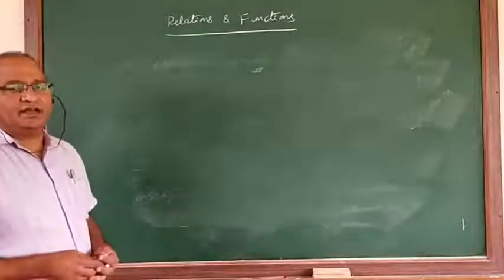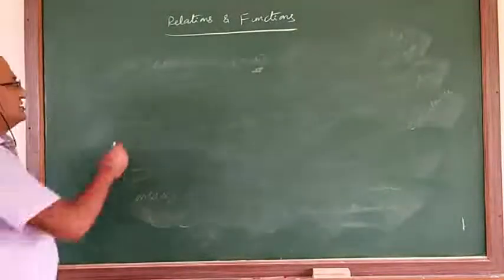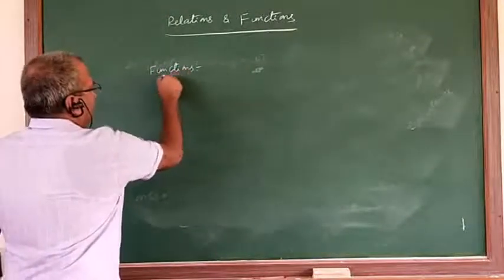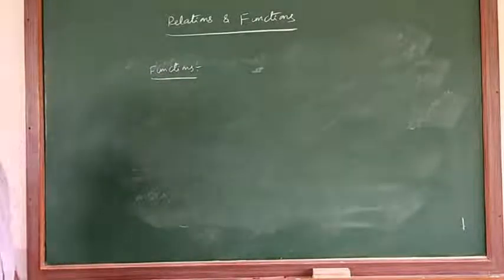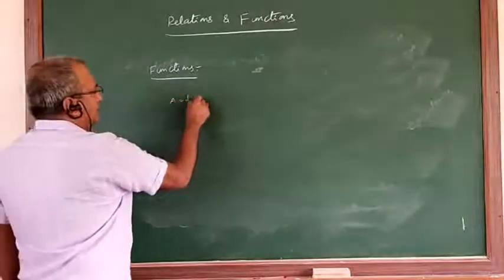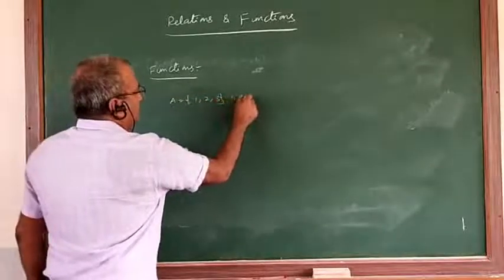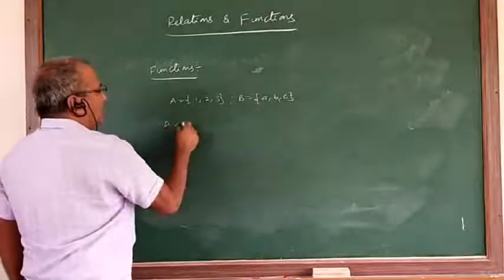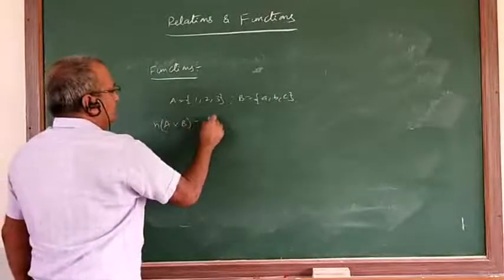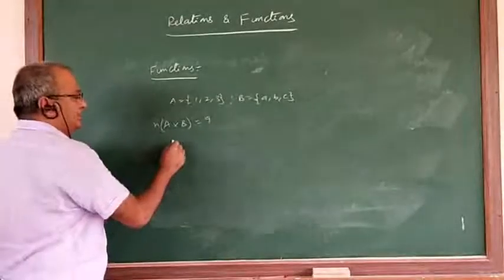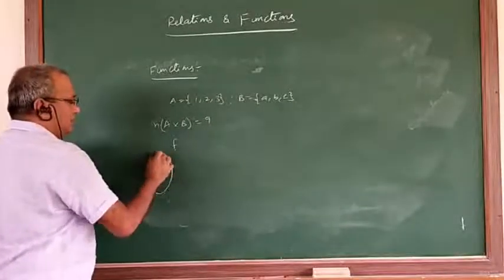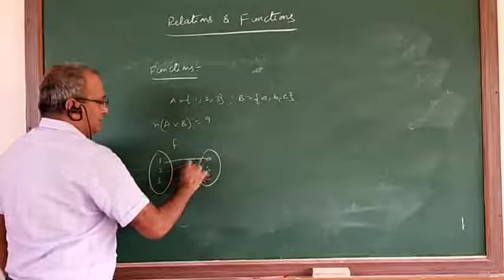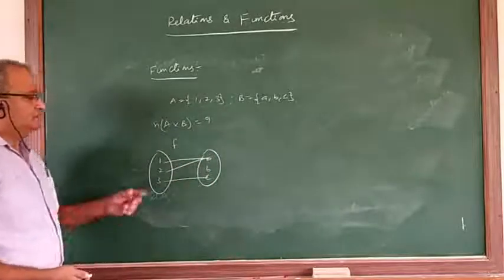Just now we discussed the relations. Now we will go to functions. So a function is also a relation. For example, I have a set A equal to 1, 2, 3, and B is equal to a, b, c. Two sets I have. Now A cross B will have 9 elements. Now from this I am taking a relation F. Now this is a relation.